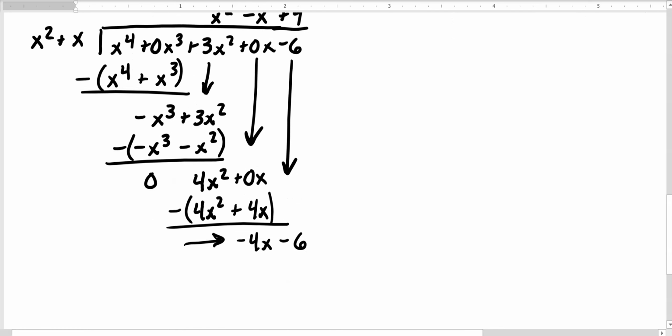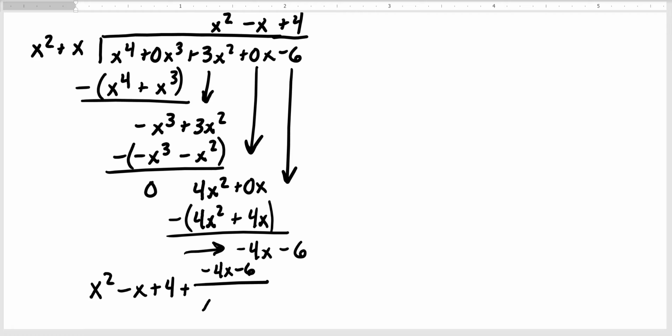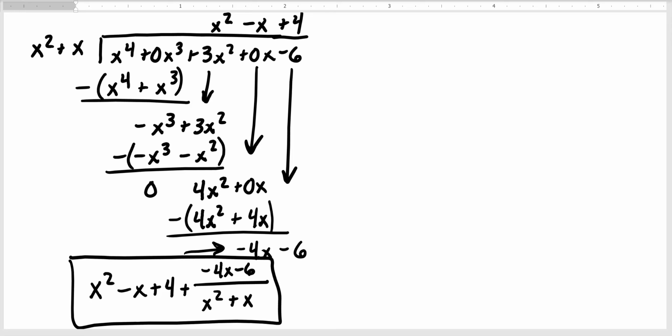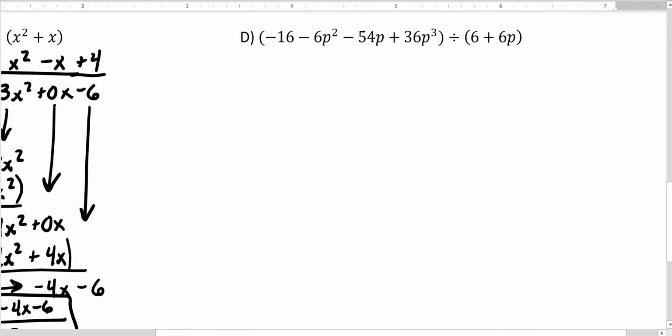So my quotient for this one would be x squared minus x plus 4 plus negative 4x minus 6 over x squared plus x. That would be my quotient here. All right, one more. Once again, of course, not in standard form. Let's get it that way.